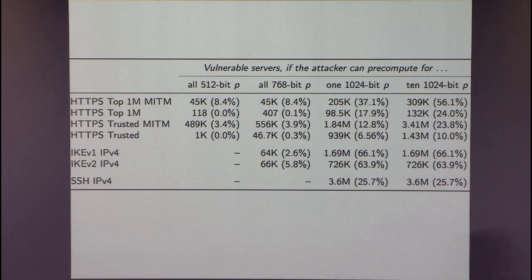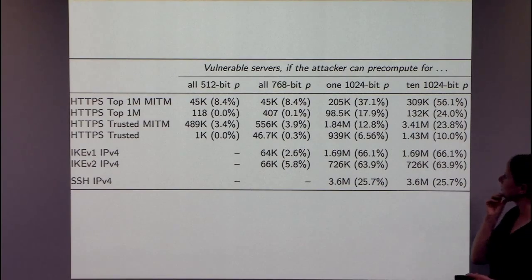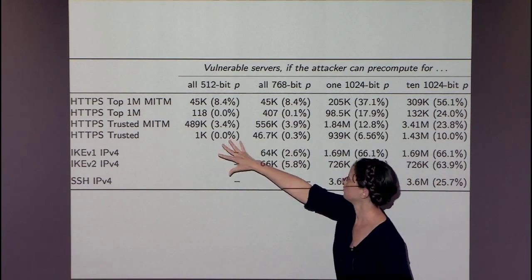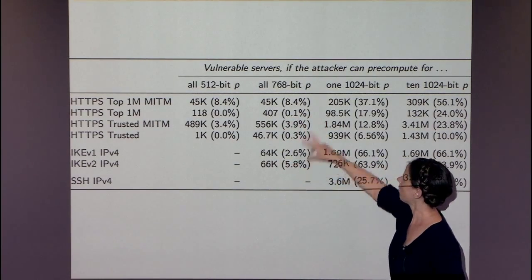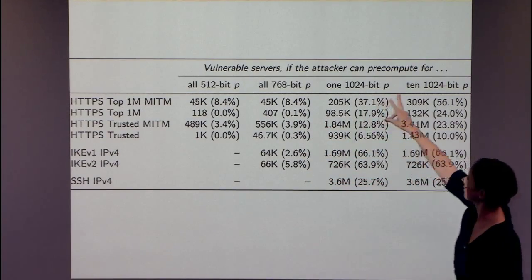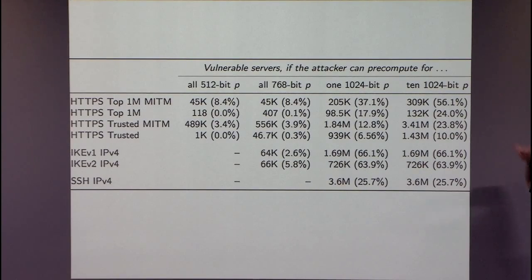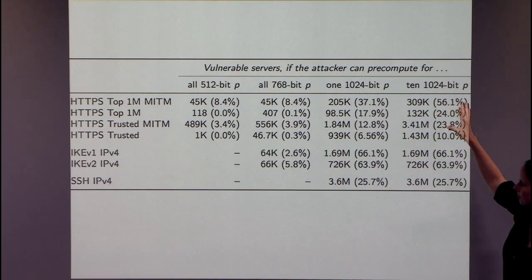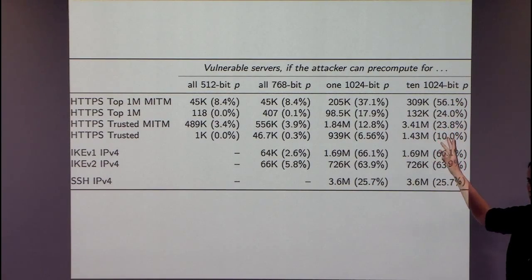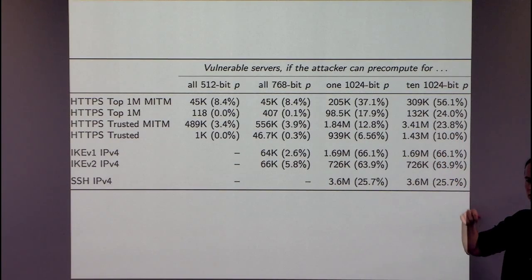These are numbers from internet-wide scans of how much traffic you could break if you could break all 512-bit primes, all 768-bit primes, one 1024-bit prime, or all 1024-bit primes. This is assuming passive collection. So this is what the servers want to negotiate with the most commonly used clients out there.